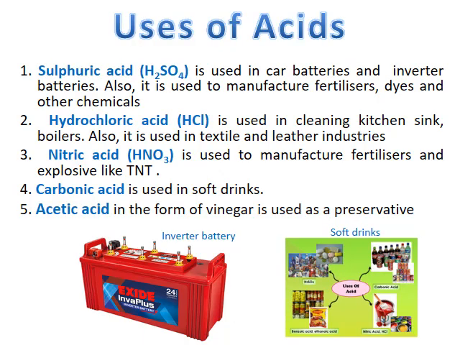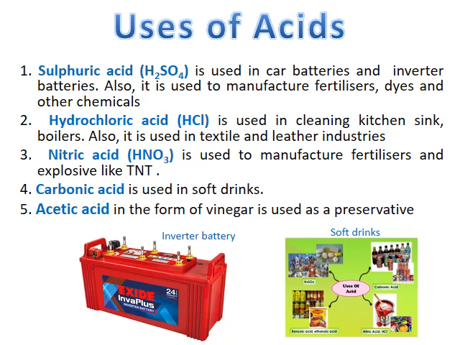Uses of acids. Sulfuric acid, hydrochloric acid, nitric acid are used in the laboratory as laboratory reagents. Sulfuric acid is used in car batteries as well as inverter batteries. Also, it is used to manufacture fertilizers, dyes and other chemicals. Due to its wide range of applications, it is called the king of chemicals.